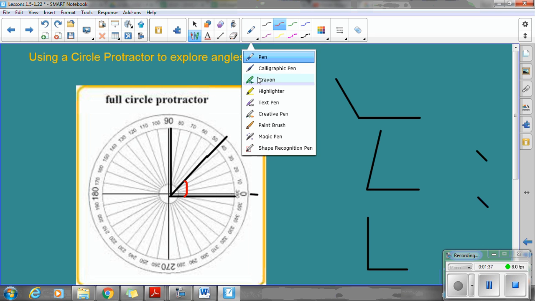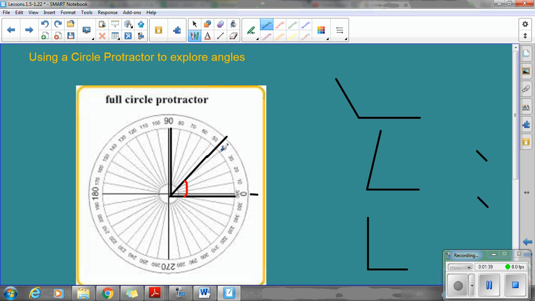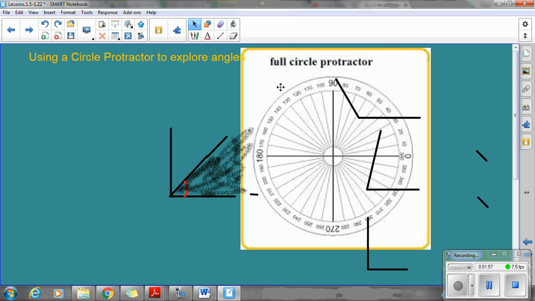And I kind of want to color it in for you a little bit so you can get an idea that a 45-degree angle is about half that 90 degrees, so you can see it visually. So what we're going to do today is use our protractor to measure our angles here. So let's practice. We have our full circle protractor.